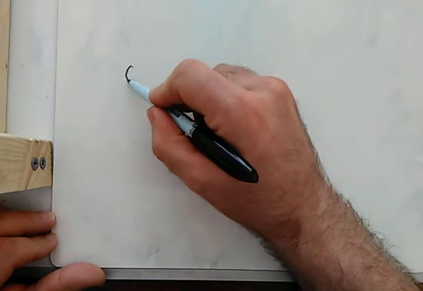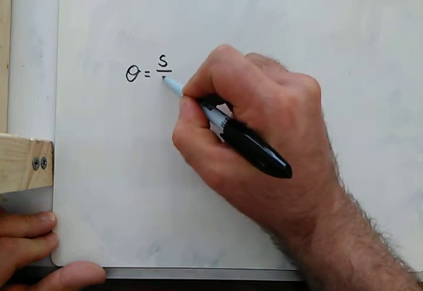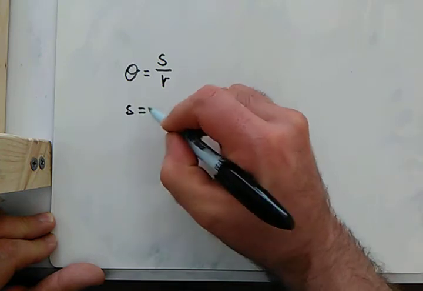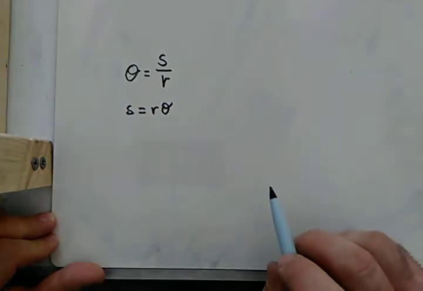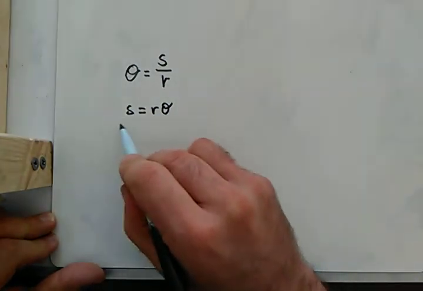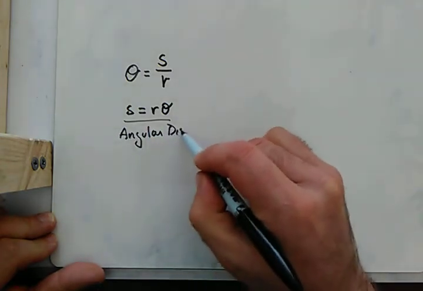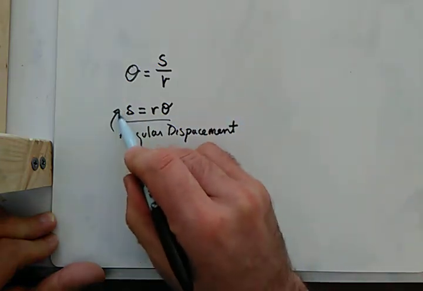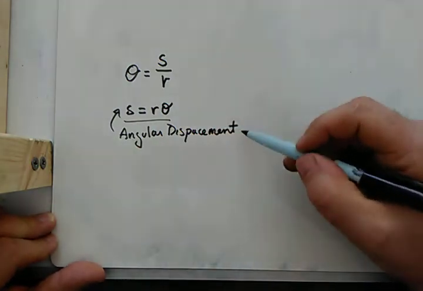So here's an application then. We know the angle is equal to the swept distance over the radius. I can rearrange that and say that the swept distance is equal to the radius times the angle. This is called angular displacement. S is the displacement here. So this will give you some tools to be able to solve for that.